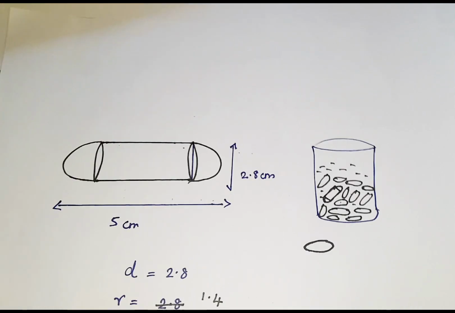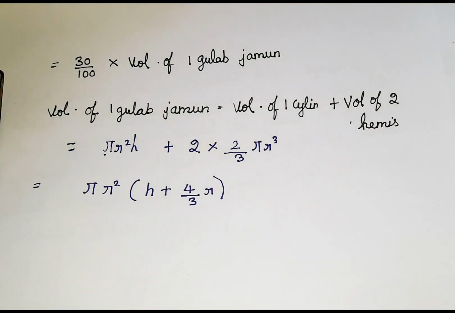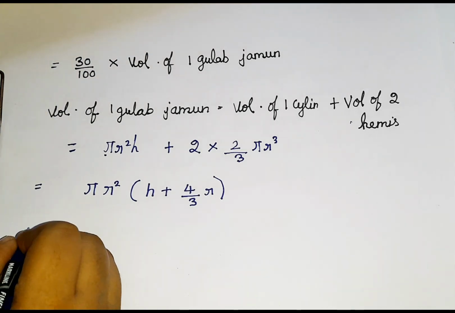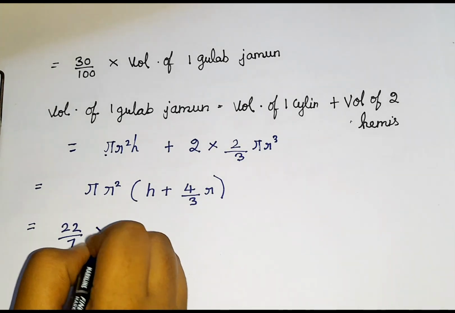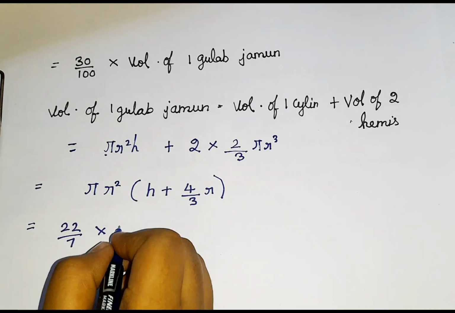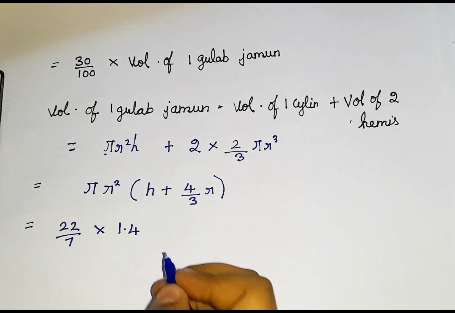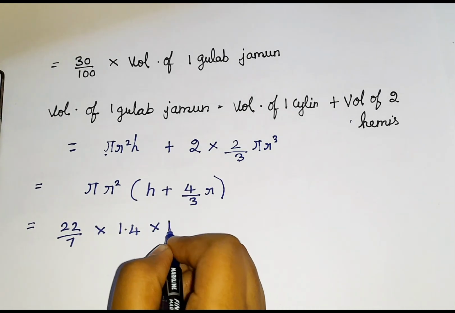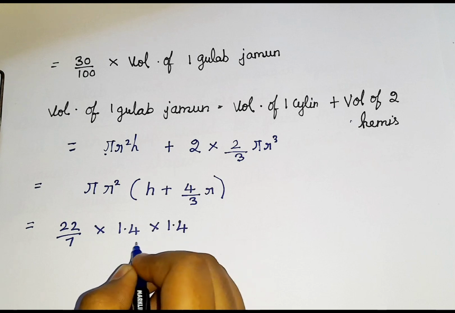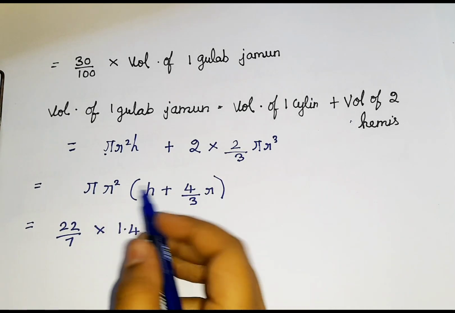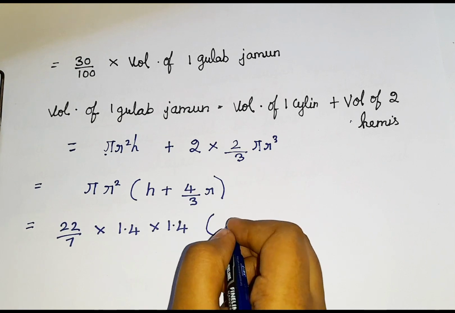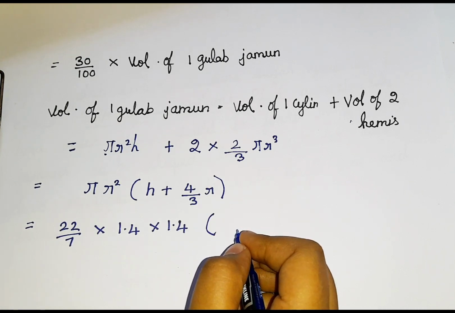Okay, alright, so now let us write that. Now let us apply that value. So pi is 22 by 7 into 1.4 and then into 1.4. Why am I writing it 2 times? Because here it is r square. And then bracket. So what is the h?